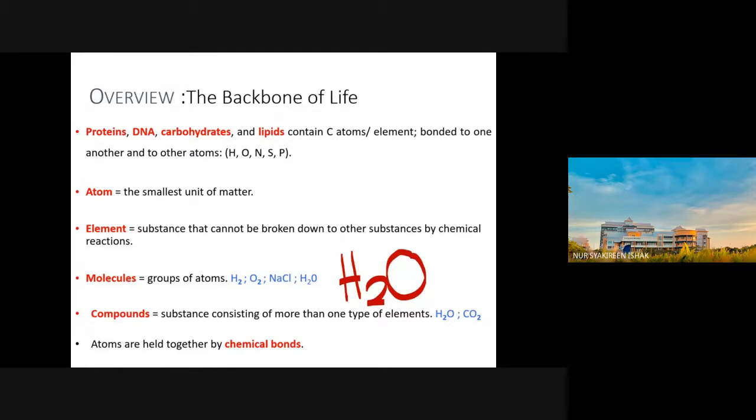And then these atoms are held together by chemical bonds. You have different types of chemical bonds, especially the bonds that exist within a molecule, such as between oxygen and hydrogen atoms within a water molecule. You have the covalent bond. And then, as you can see here from the notes, you have sodium chloride. The bond between the sodium ion and the chloride ion is an ionic bond.